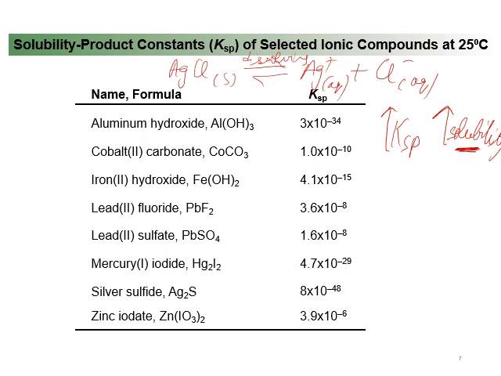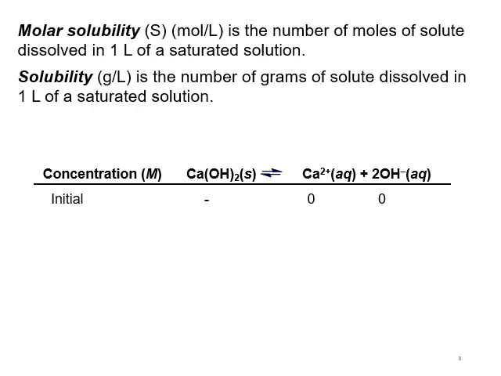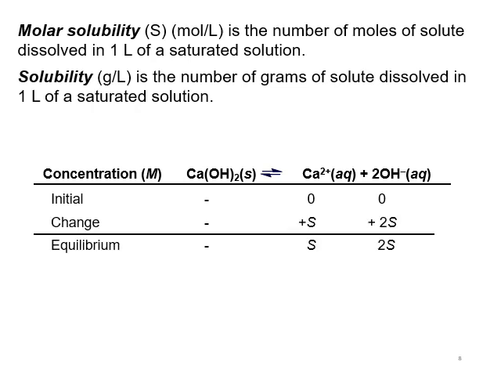Let's see how we can calculate solubility of a salt if we know Ksp of that salt. Okay, so we saw already what's the definition of solubility. Solubility is essentially the number of grams of solute dissolved in 1 liter of a saturated salt solution, right? Now there is another term which is called the molar solubility, which is more important in this case because molar solubility stands for the number of moles of solute dissolved in 1 liter of a saturated solution.